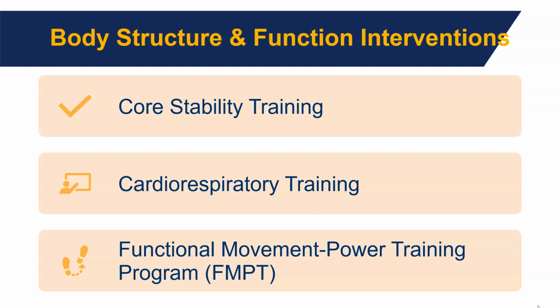So some examples of core stability training might be plank exercises, bridges, stability ball exercises. Then we have cardiorespiratory training. That would include aerobic activities, interval training, or circuit training. And then lastly, functional movement power training program. That's things like medicine ball exercises, jumping exercises, plyometric exercises, agility ladder drills. So these are some body structure and function interventions that should be paired with those first choice task-oriented interventions.